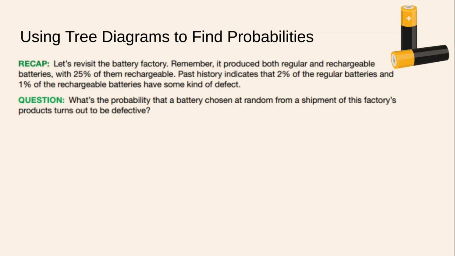All right, here's another example of using tree diagrams. We're going to revisit the battery factory. All the same stats apply. 25% are rechargeable, 75% are normal batteries, 2% of regular batteries, and 1% of rechargeable batteries have some kind of defect. What is the probability that a battery chosen at random from a shipment of the factory's products turns out to be defective? Again, there are two instances in which a battery can be defective: if it is rechargeable and if it is not rechargeable.